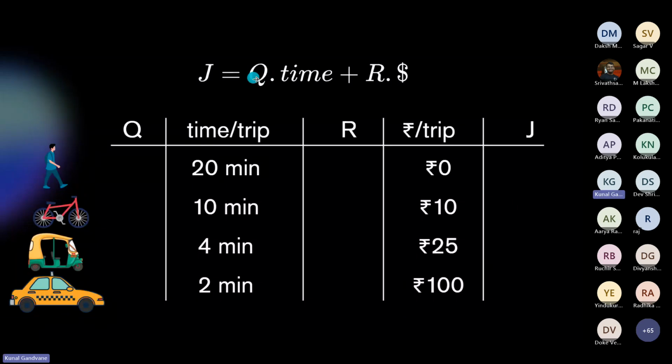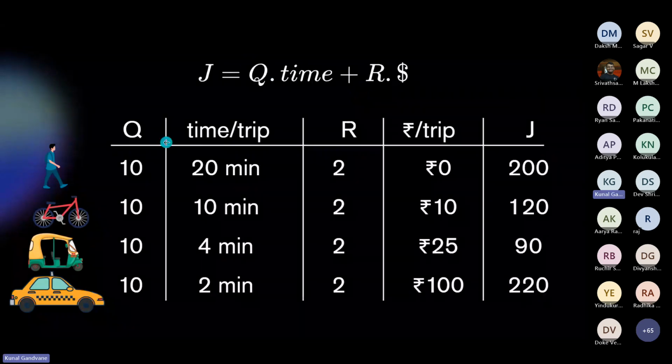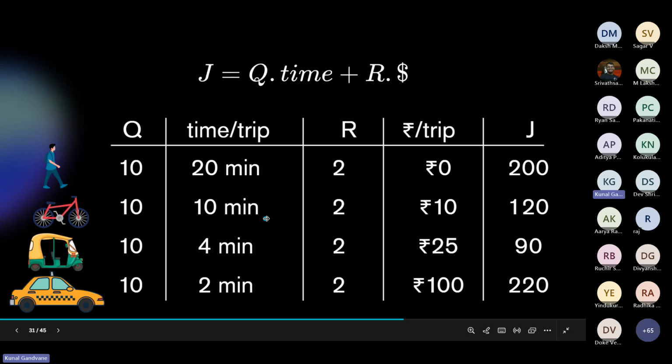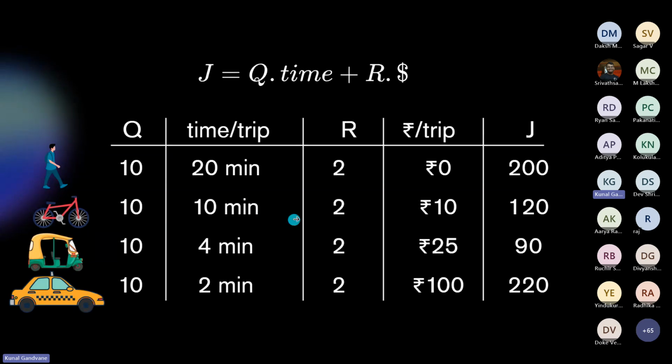Now I will tell you what Q and R are. They are like how important a particular thing is. If your work is really urgent, you put Q to be 10, highly important, and R to be 2, less important, for your cost. Your cost is important, but not as much as time. You put it like this, and then the function computes the cost. So by walking it costs you 200 units, by cycle 120, by auto 90, and by cab 220.